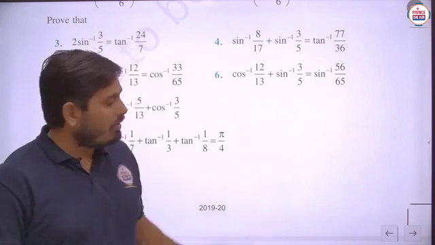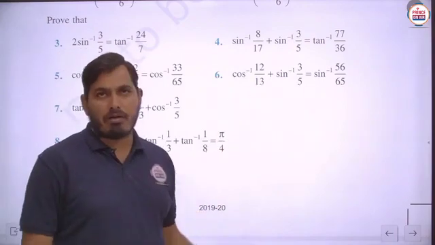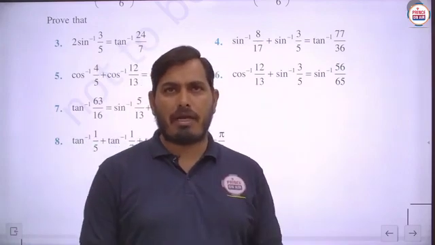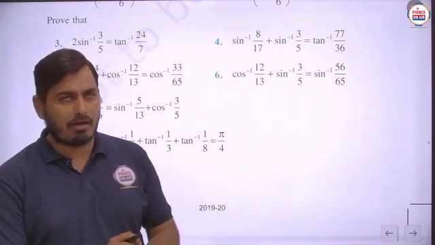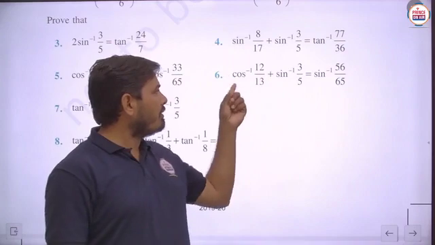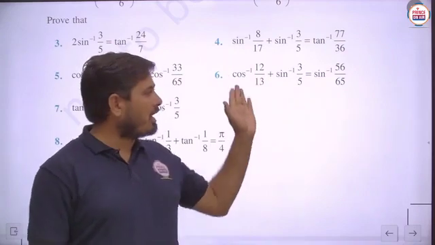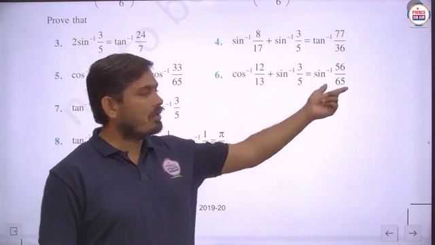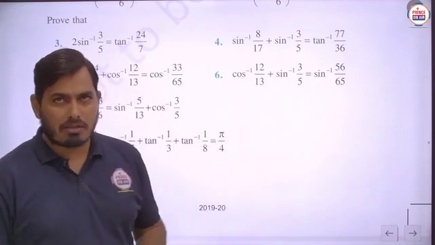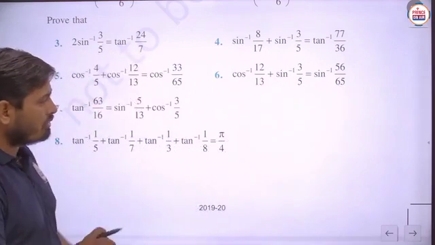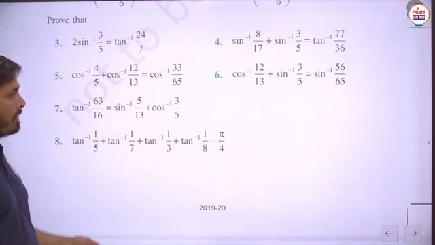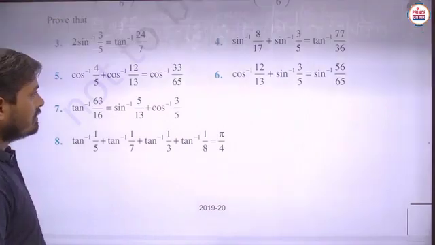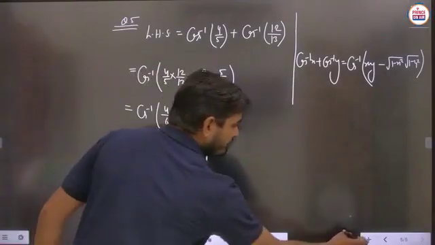So first we take this part, cos inverse 12 by 13, and the corresponding sin inverse we can write using the right angle triangle. So this part will be converted into sin inverse, and using sin inverse x plus sin inverse y you can get the required answer as sin inverse 56 upon 65. So we will take this question: cos inverse 12 by 13 plus sin inverse 3 by 5.